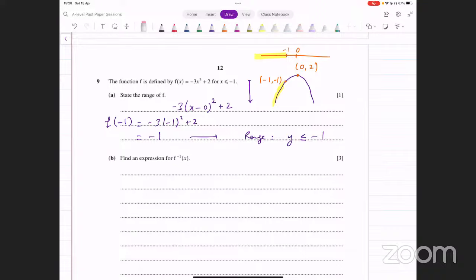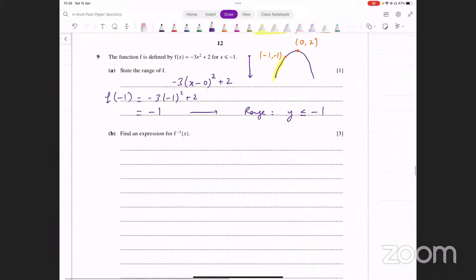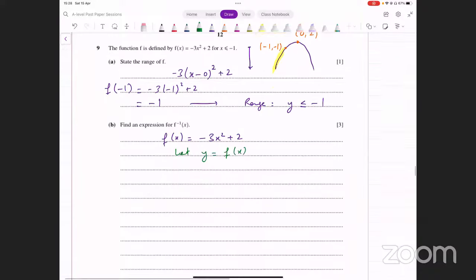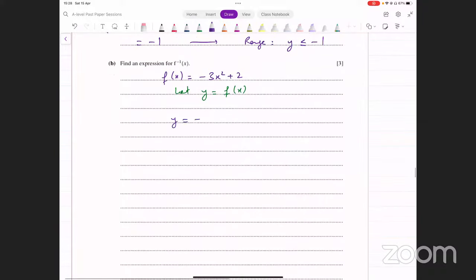Now, the second part says find an expression for f inverse of x. Let's do that. We have f of x. f of x is equal to -3x squared plus 2. Okay. क्या करेंगे सबसे पहले, इसे let y equals f of x and that gives us y equals minus 3x square plus 2. अपने x को subject बनाना है. You can say this is 3x square equals 2 minus y. If you bring 3x squared to the left side, and take y to the other side, this is what we get. Now we have x square equals 2 minus y over 3.